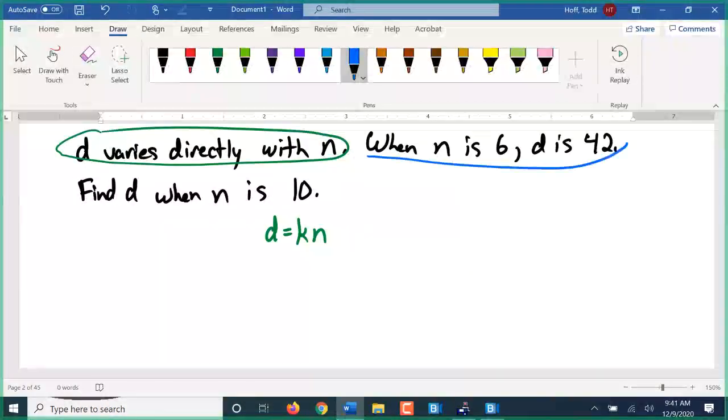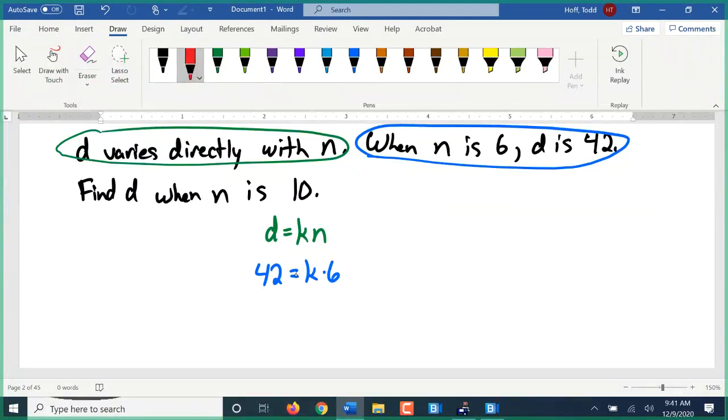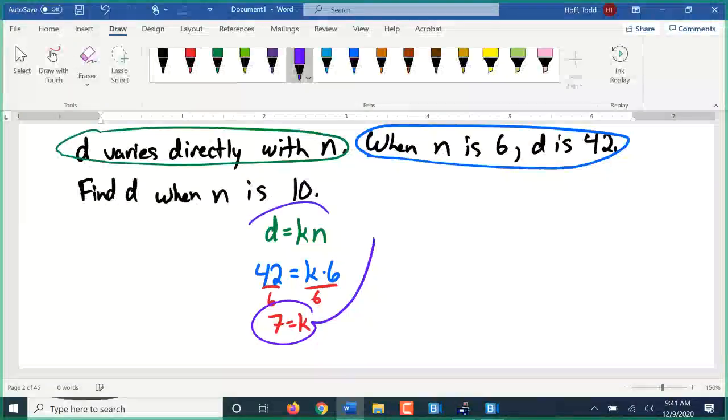When N is 6, D equals 42. I put 42 in for D and 6 in for N, and I solve. I can divide by 6 here to get that 7 equals K, or K equals 7. So that tells us that this relationship is not just D equals KN, it's D equals 7 times N.